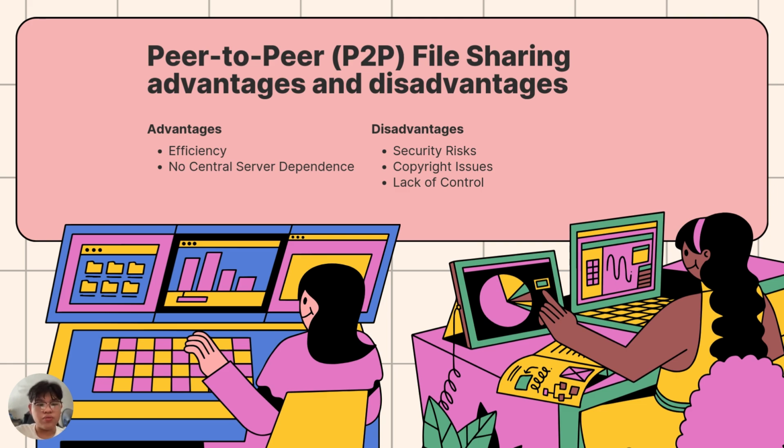The next is the peer-to-peer file sharing advantages and disadvantages. For the advantages, they have efficiency and no central server dependence. For the disadvantages, they have security risk, copyright issues, and lack of control. For the advantages, first is efficiency: it can be efficient for sharing large files due to simultaneous downloading and uploading. The second is no central server dependence. Files are directly exchanged between users without a central server.